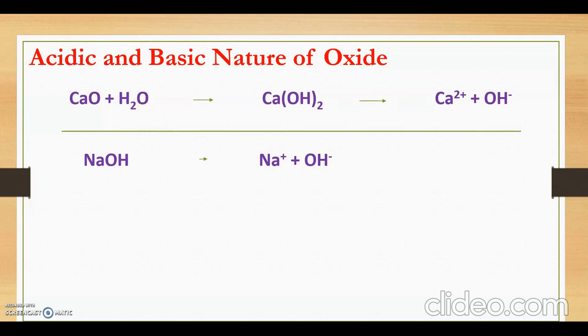They easily ionize to give metal cations. For example, calcium oxide plus water gives calcium hydroxide, which ionizes to give calcium 2 plus and hydroxide ions. Sodium hydroxide is ionized to give Na plus and OH minus, that is sodium cation plus hydroxide ion. So the acidic and basic nature of oxides depends on ionization energy.